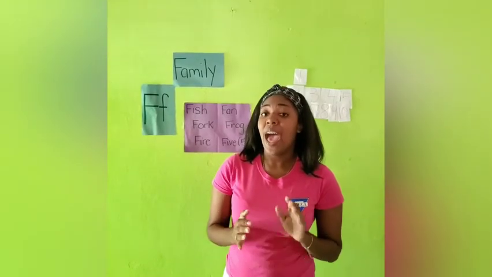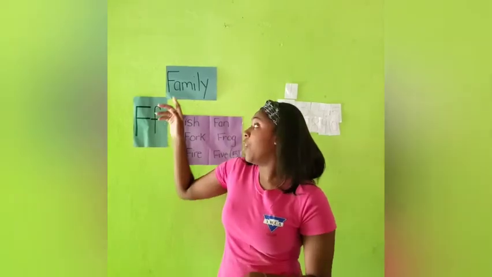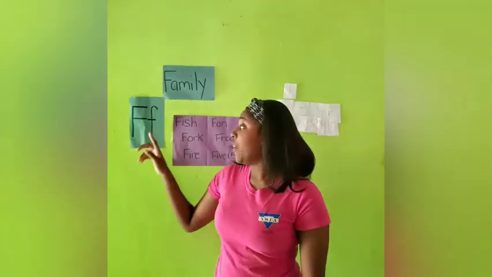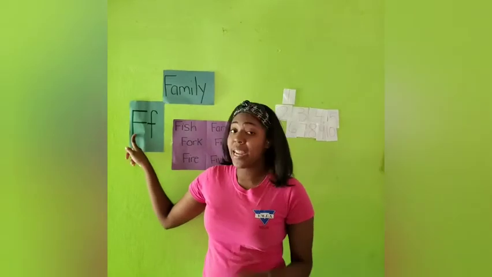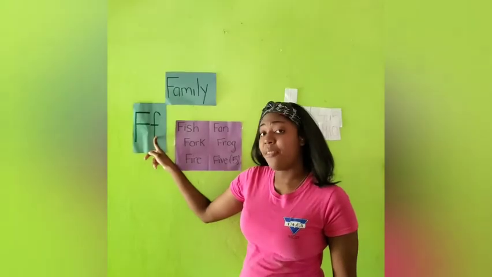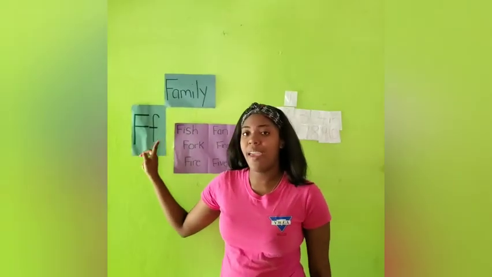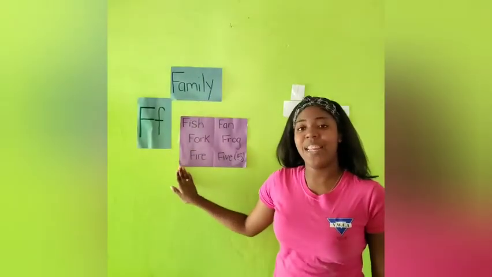Okay, so we talked about the different types of family, and we know all about them now. Now, I want you boys and girls to tell me, what letter does the word family begin with? Letter F. And as you can see here, boys and girls, I have an uppercase F, or we call it big F. I have a lowercase f, or we call it small f. Now, I want us to go over words that begin with the letter F.